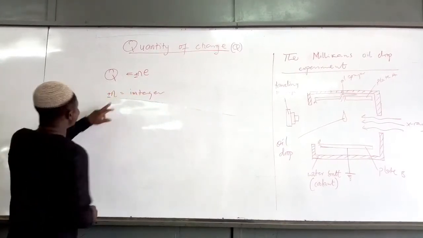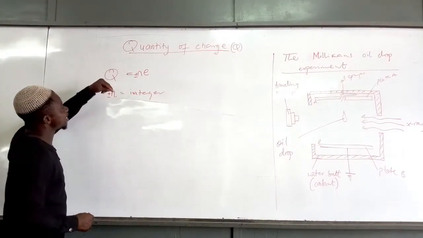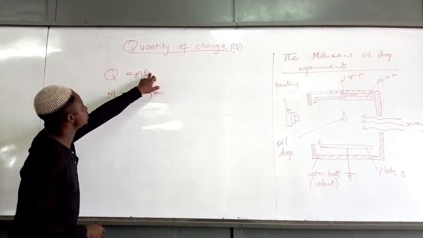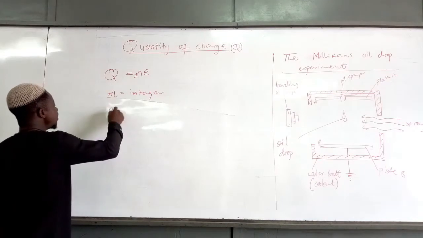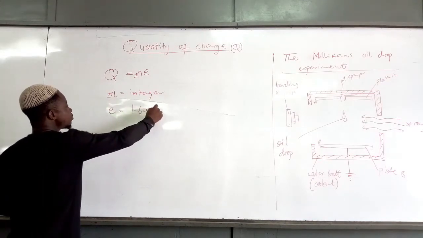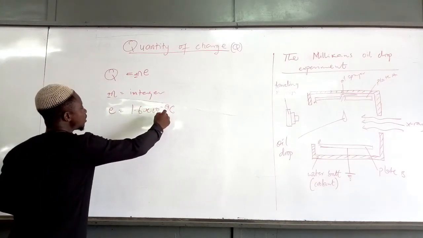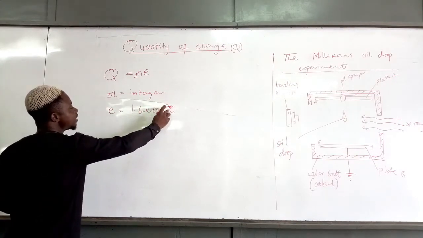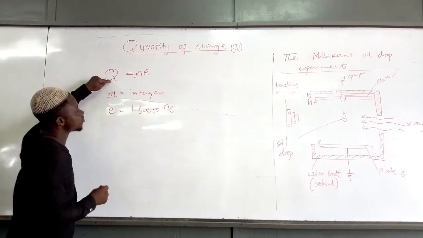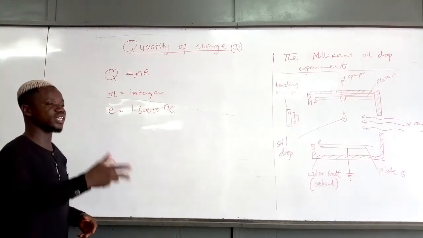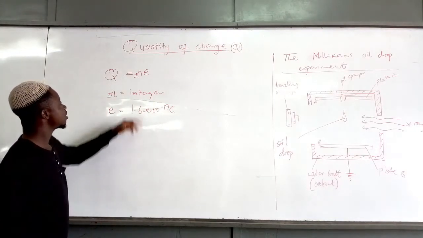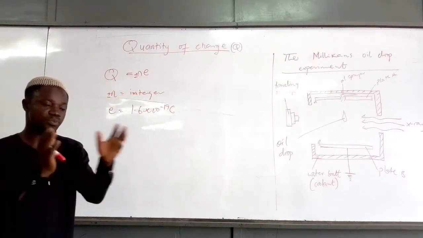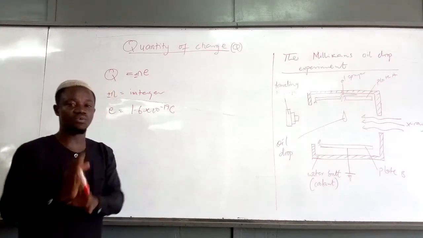Good. So the n represents the number of charges present. When we multiply the number of charges present by the electronic charge, e, whose value is 1.6 times 10 raised to the power negative 19 coulombs, that gives us the quantity of charge. For instance, if we have 1,000 electrons there, we multiply that 1,000 by this value, and that will give us the quantity of charge on the body. That principle, that phenomenon, is what we refer to as charge quantization.